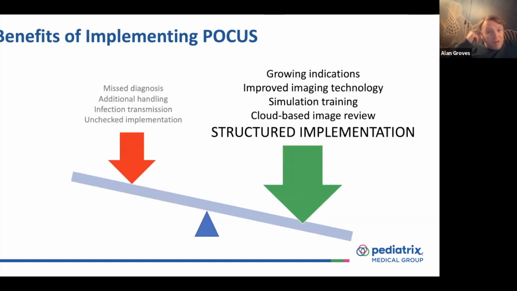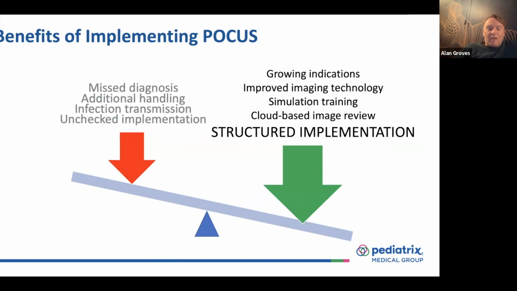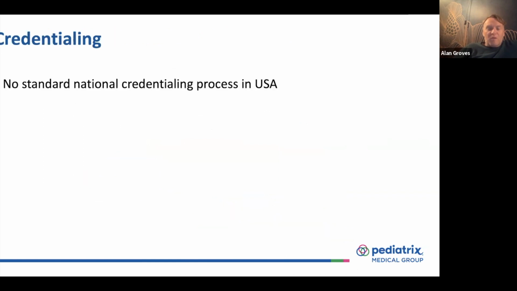And what I want to talk about today is a structured implementation approach to POCUS that I think clearly then tips the process in the favor of POCUS by minimizing the risks that are on the left-hand side of the graph there. I really think that we can drop those down to as small as possible.